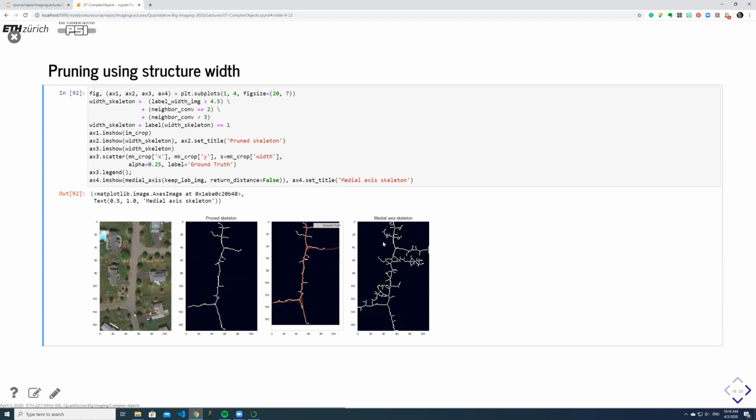Just as a comparison, where we started, this was the medial axis skeleton. It's much more complex and contains a lot more information than we wanted. So in this case, it looks like a combination of thinning and pruning based on the segment width gives us a nice skeleton that represents the street in this picture.